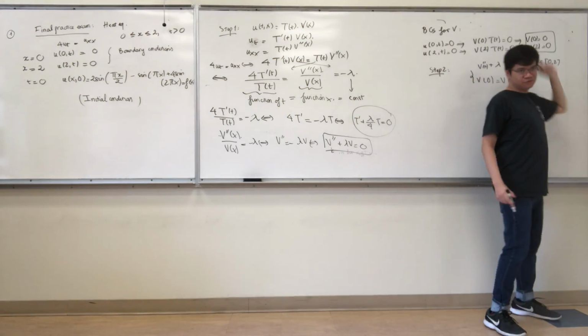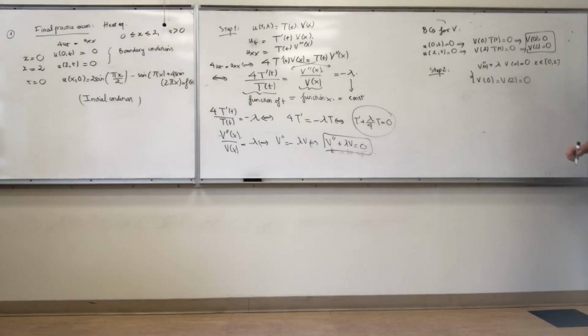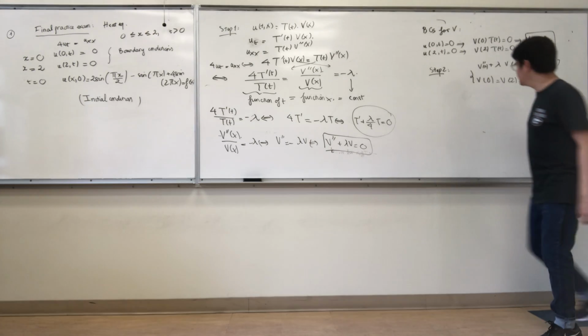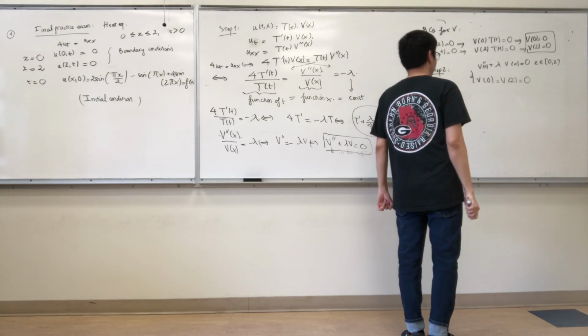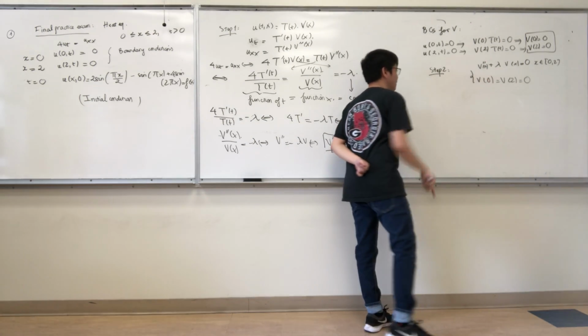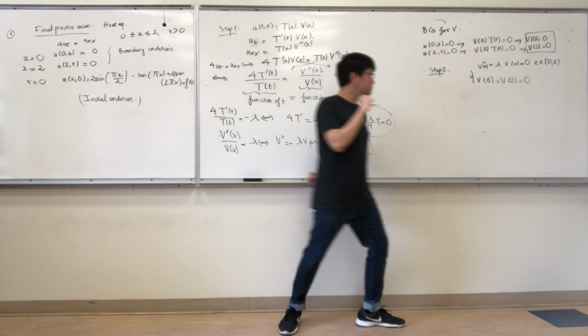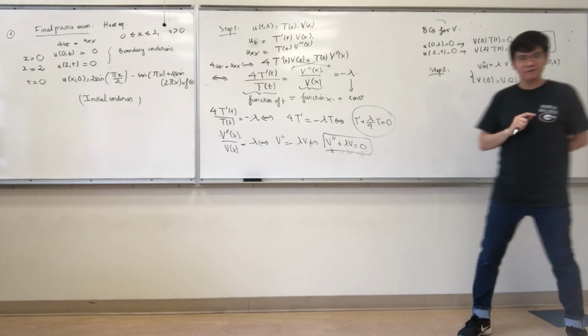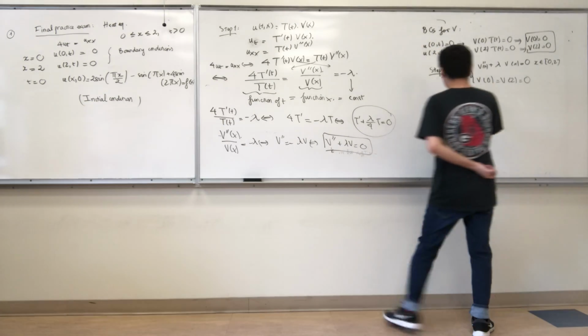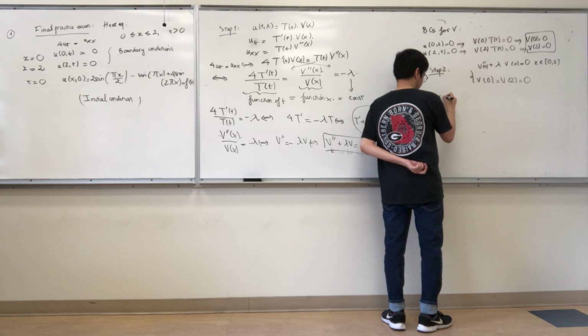So I found V of 0 is 0 and V of 2 is also 0. So I have an eigenvalue problem to solve. And this is a standard problem. So I'm going to have to solve it. To solve this eigenvalue problem, what should we do? Characteristic equation.